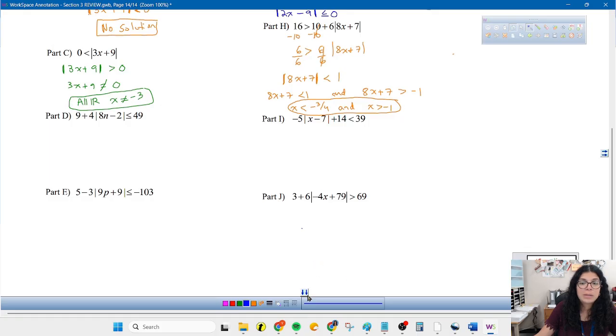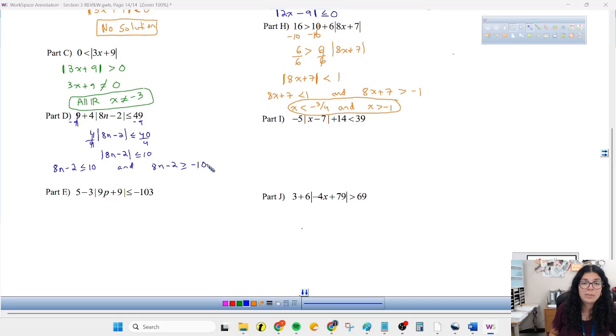Okay, let's do part D next. So on part D, I'm going to subtract 9 first. So now I have 4 times the absolute value of 8n minus 2, less than or equal to 40, and then divide by 4. So absolute value of 8n minus 2 is less than or equal to 10. So where is the distance smaller than 10? Well, the distance is smaller than 10 in between -10 and +10. So it has to be less than or equal to 10 and greater than or equal to -10.